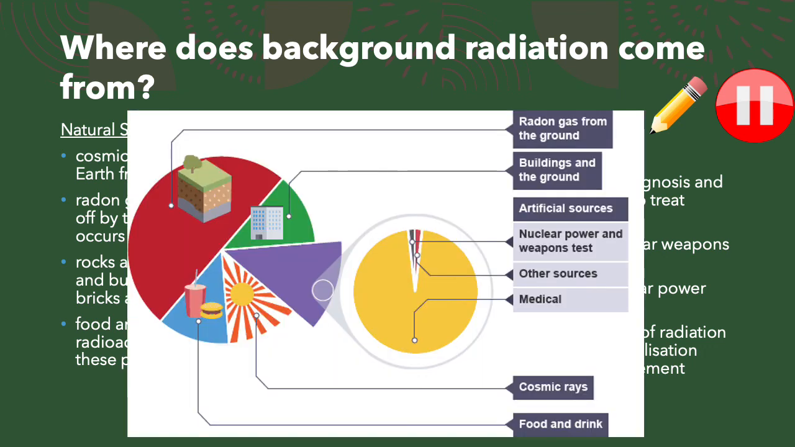And this graphic just shows again a bit of a breakdown of the proportions of those background radiation sources. From this we can see that most of it is this natural radiation that comes around us, whereas a small fraction is actually our artificial sources. An even smaller fraction there we can see is actually nuclear power and weapons tests.